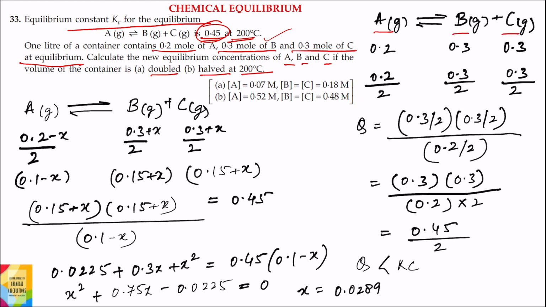Equilibrium concentration is 0.2, 0.3, 0.3. Now these are moles of A, B, C, so for concentration we divide by volume. Initial volume is 1 liter. So divided by 1, divided by 1, divided by 1. This is the equilibrium concentration. So the value of Kc: Kc is equal to 0.3 into 0.3 divided by 0.2, and this is equal to 0.45. This is given in the question.